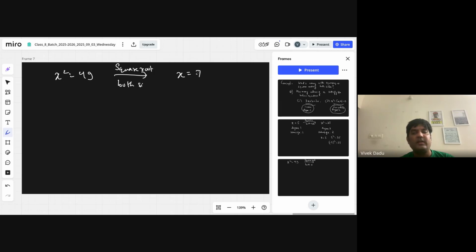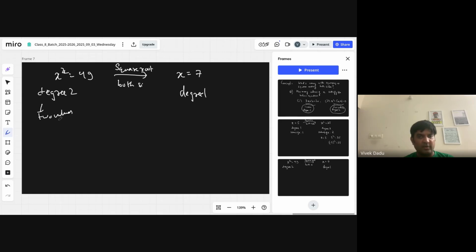What do you get? x equal to 7. But what is the problem? How many values should have been here? What is the degree here? 2. Degree 1. Here actually you will have 2 values.